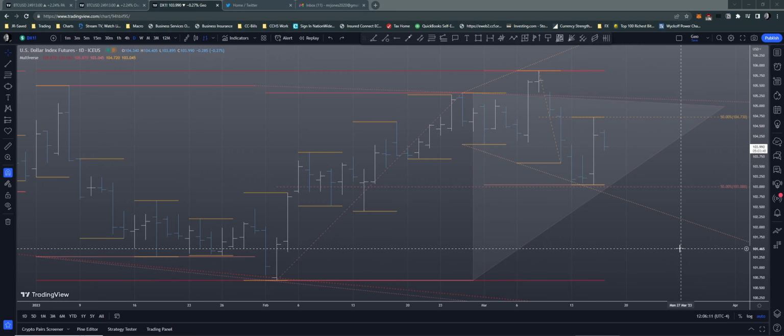Hello Internet, it's Mr. Jones 2020 here, and today I'd like to teach you a little known technique by Gann that's essentially a dynamic squaring of price and time.